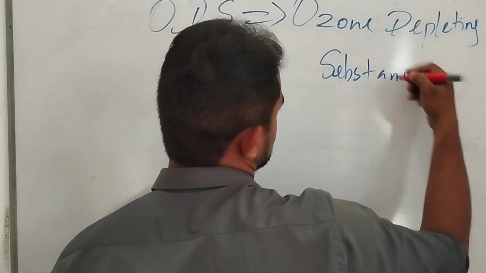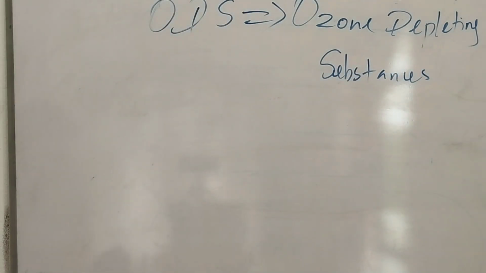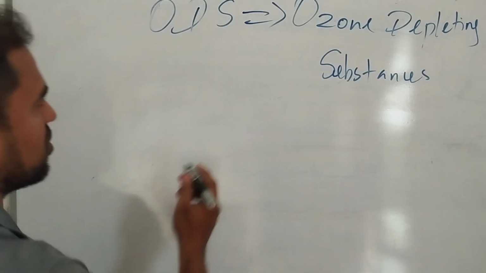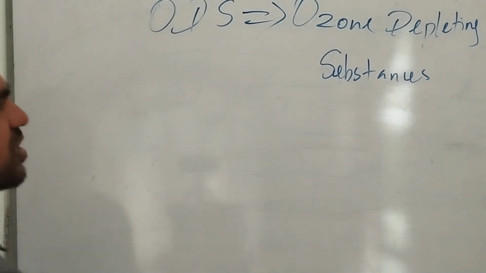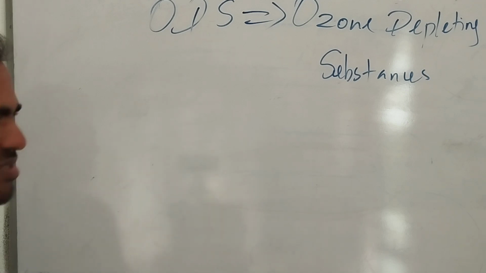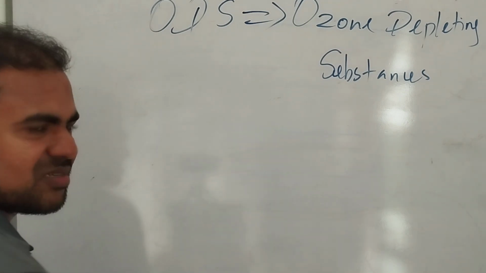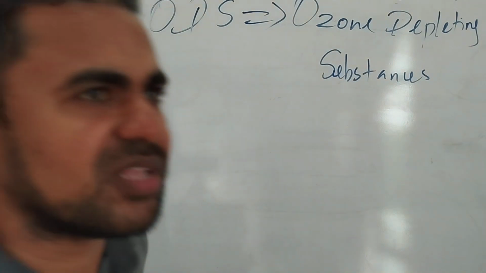Ozone depleting substances. How does the ozone depletion occur? By ODS. ODS means ozone depleting substances, right? What are the ozone depleting substances present in the atmosphere?